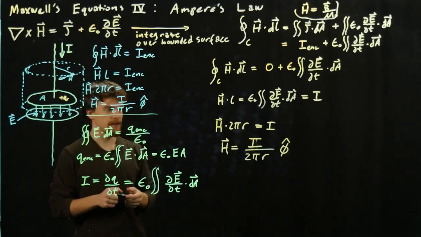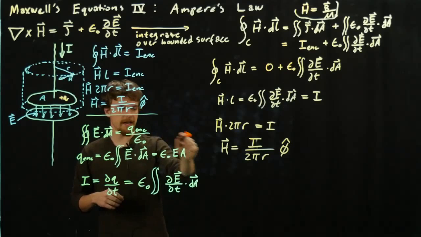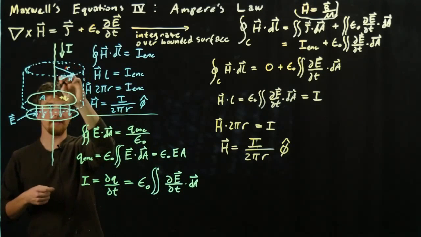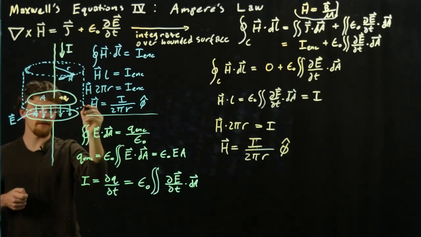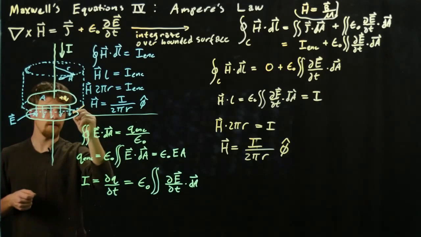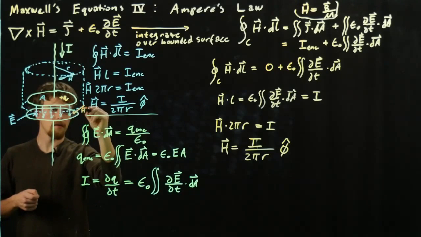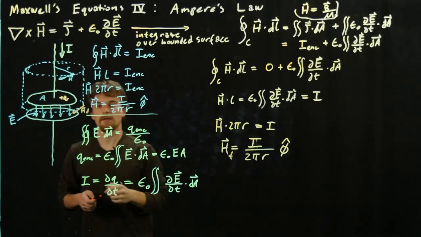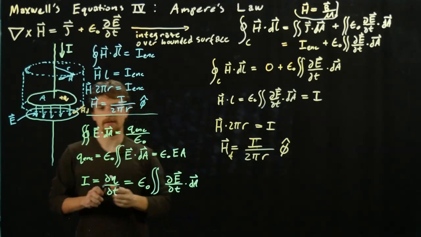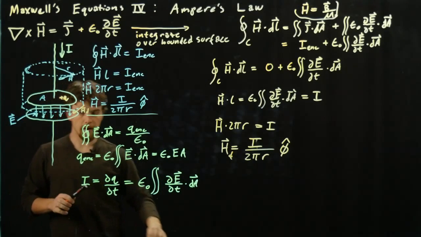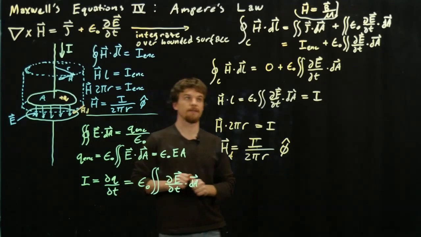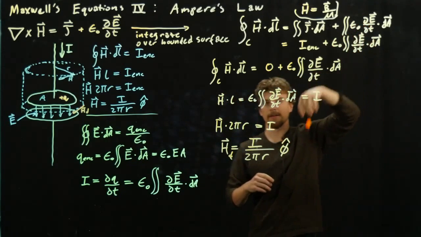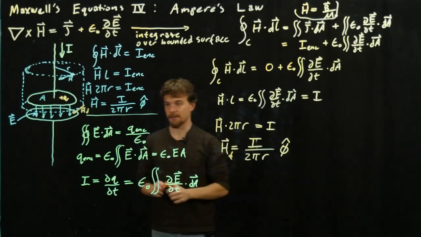And that's actually a pretty interesting result. We get that the H field here, so this was our H field from the current, and this is our H field from the displacement current. Let's call it H sub D, just to keep them separate, but they are equal. And that is an interesting thing. Actually, Maxwell was the one who added this second term to this law to account for situations like this.